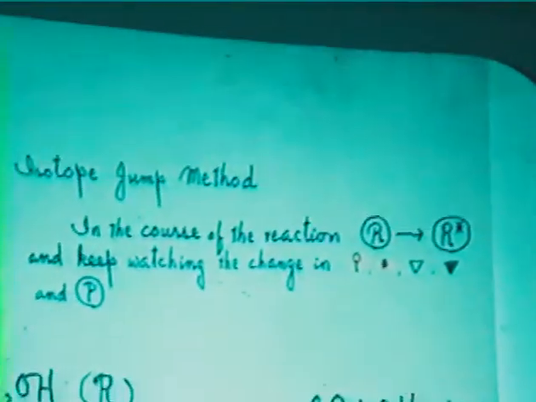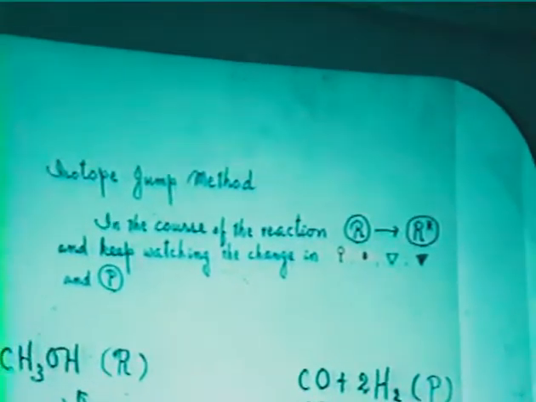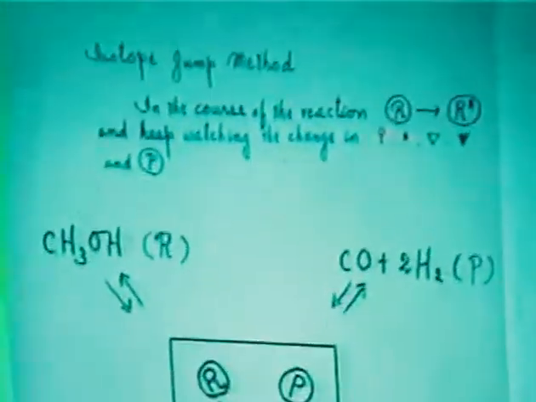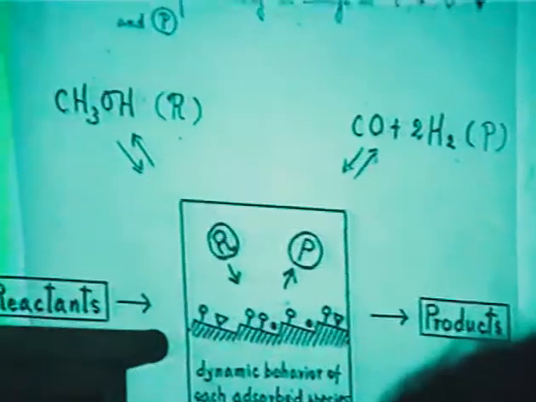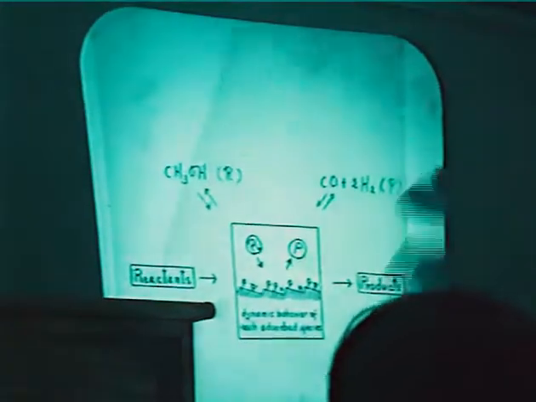To study the reactivity of those species under reaction conditions, we initiated what we call the isotope scan method. We replace the reactant with labeled species and keep watching the behavior of each of the adsorbed species. Then labeled species will appear in one of them, and finally we go to the reaction product. In such a manner we can really study or elucidate the reaction mechanism.